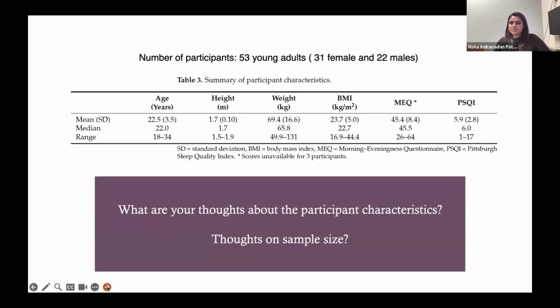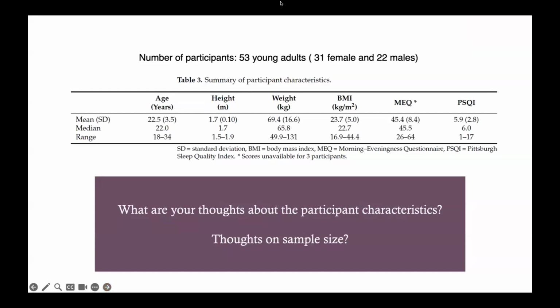And then the last questionnaire that they used was the Pittsburgh Sleep Quality Index. This is to quantify whether a patient has poor sleep or not. They're asked questions, and if they had a score of more than 5, it's categorized as poor sleep. So here our patients had a mean of 5.9. So reviewing the chart, what are your thoughts about the participants and their characteristics?